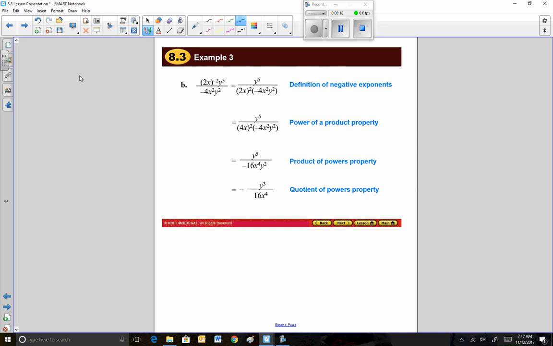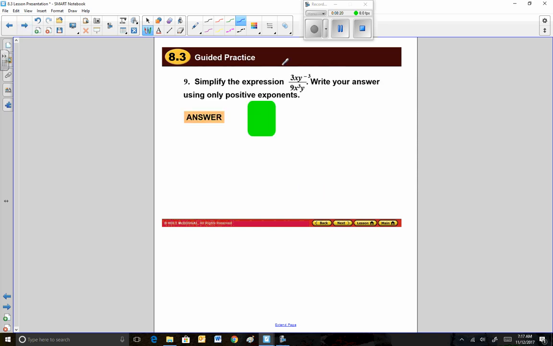All right. Try this one out on your own. Remember that negative 3 only belongs to this y. It doesn't belong to the whole thing because there's not a parenthesis around it. All right, pause your video, give it a try.